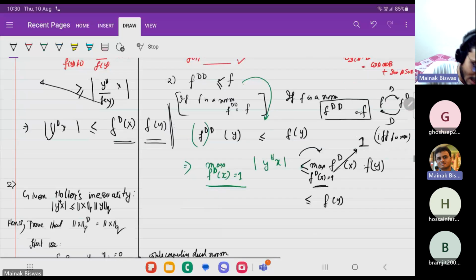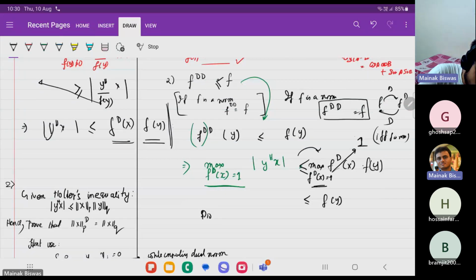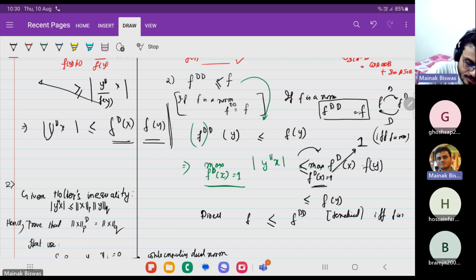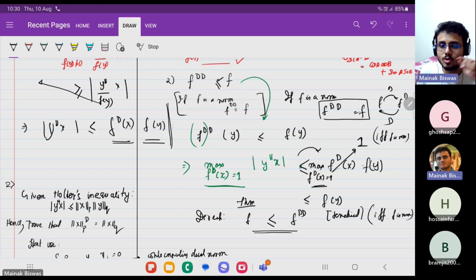So which part did I omit? I have to also show direction 2. So direction 2 I have to show is, if it is a norm, f is less than or equal to f double dual. So this is technical. This is if and only if f is a norm. Right? If and only if f is a norm, this will happen. So this you know for a fact. If you are interested, you can write it in the Teams group. I will give you the solution there. It's not possible to prove it now, otherwise we'll miss the important parts.